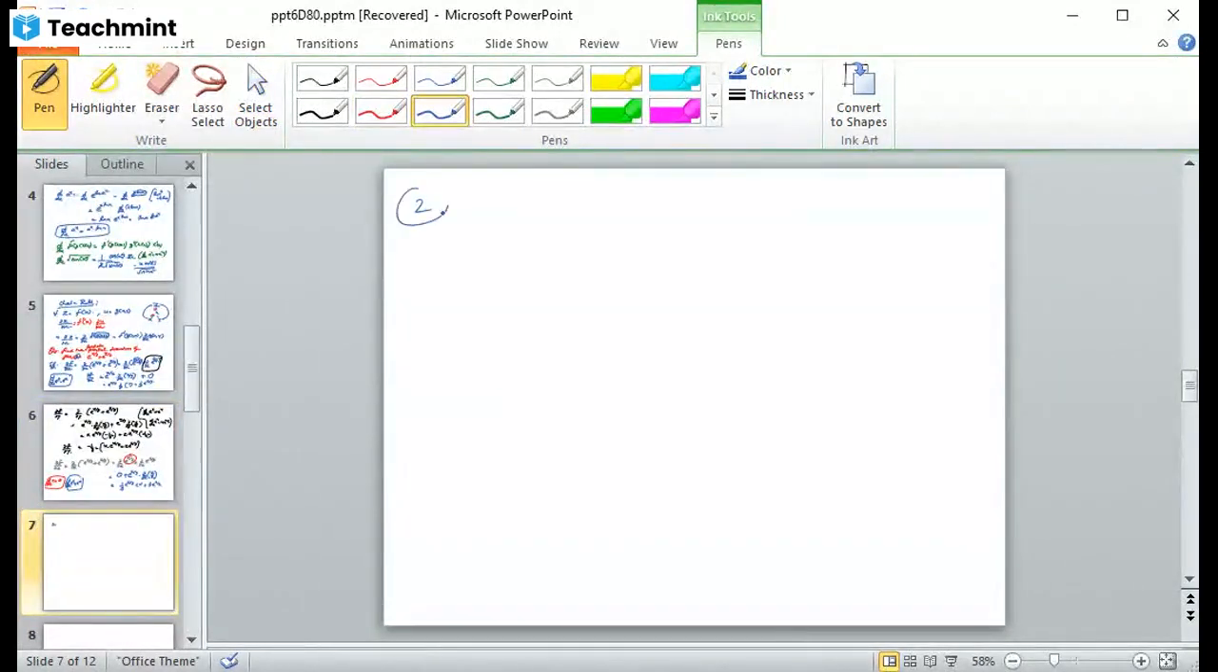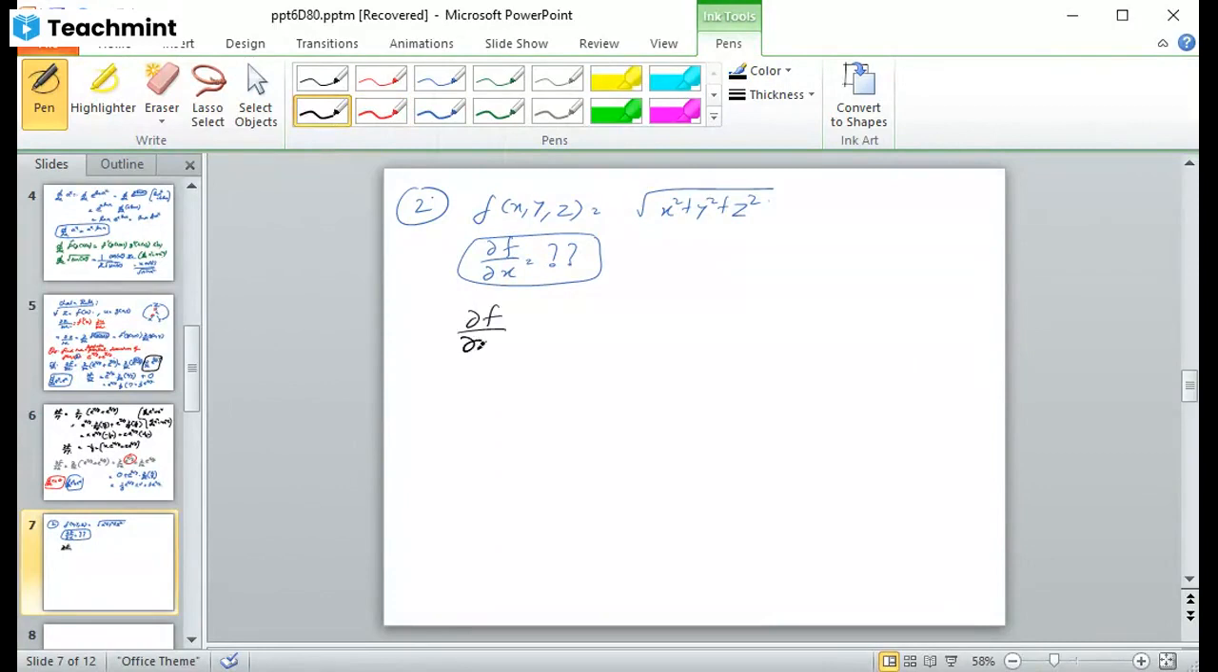Suppose the question is your function f of x, y, z is equal to square root of x square plus y square plus z square, and I want to find out ∂f/∂x. So now if you just look at here, it is again a composition of functions. The first function is the power function. So what is ∂f/∂x?